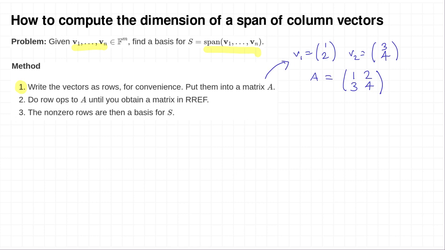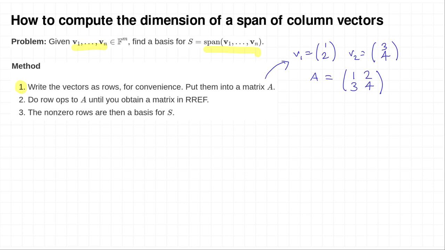In step two, we do row operations until we obtain a matrix in row reduced echelon form. As we're going to prove on the next slide, when we do row operations to a matrix, we don't change the span of the rows of that matrix. That means that the span of our vectors v1 up to vn will be the same as the span of the rows of the row reduced echelon form matrix we end up with.